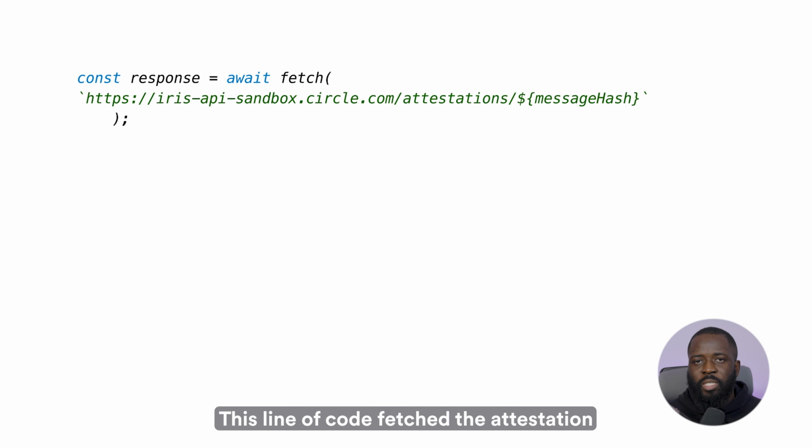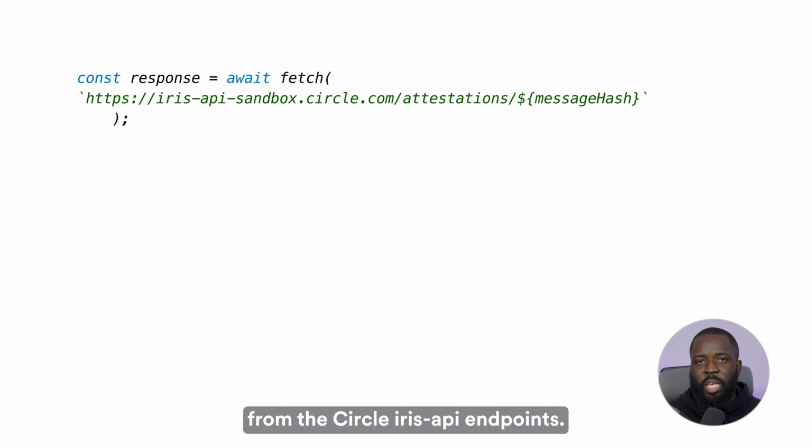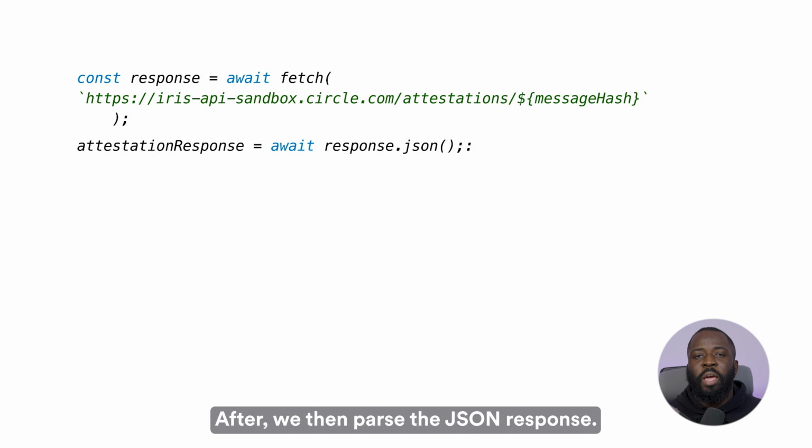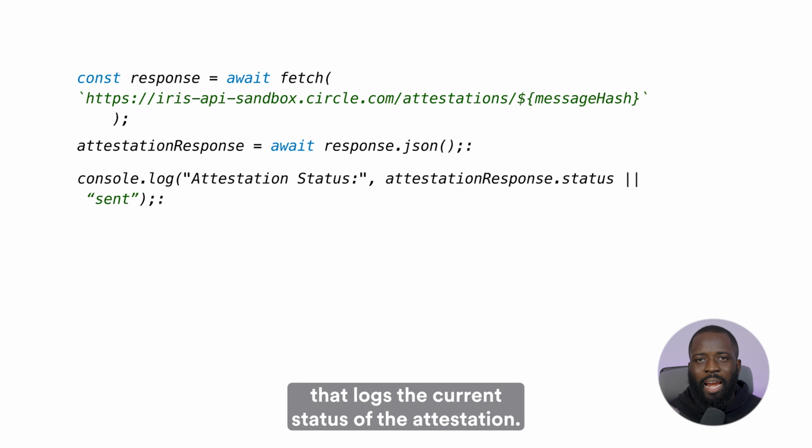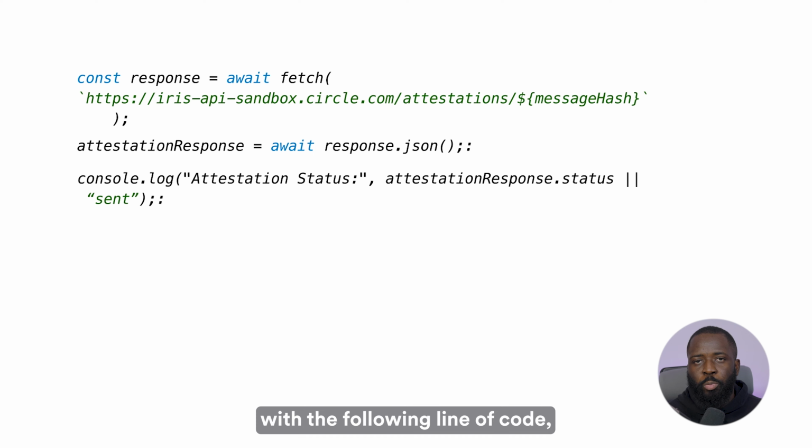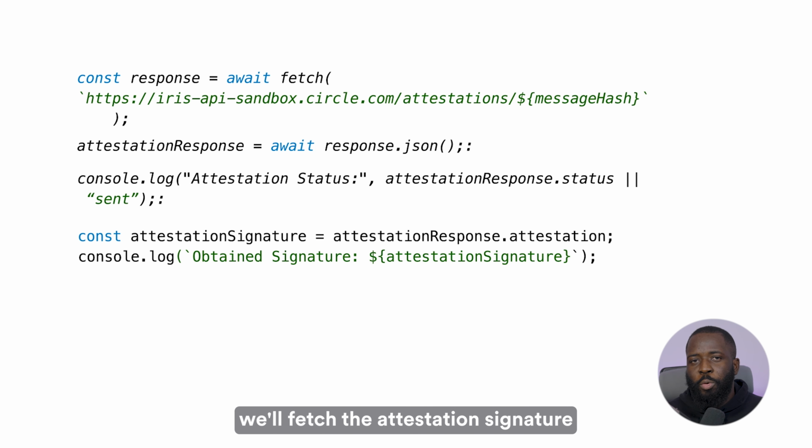This line of code fetches the attestation from the Circle IRIS API endpoint. After, we then parse the JSON response. Lastly, we have a console.log that logs the current status of the attestation. Outside the while loop, with the following line of code, we will fetch the attestation signature from the attestation response and then log a message in the console saying it's obtained and we have it.